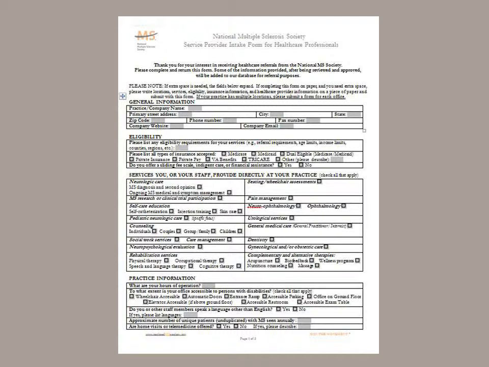The Health Professional Service Provider Intake Form is something that if they provide service to people living with MS and are interested in being listed in our database as a service provider, they can fill out this form and email, fax, or mail it back to the chapter. Within this form, they can provide information for 3 healthcare providers per office. The information provided, after being reviewed and approved, will be added to our database for information and referral purposes.